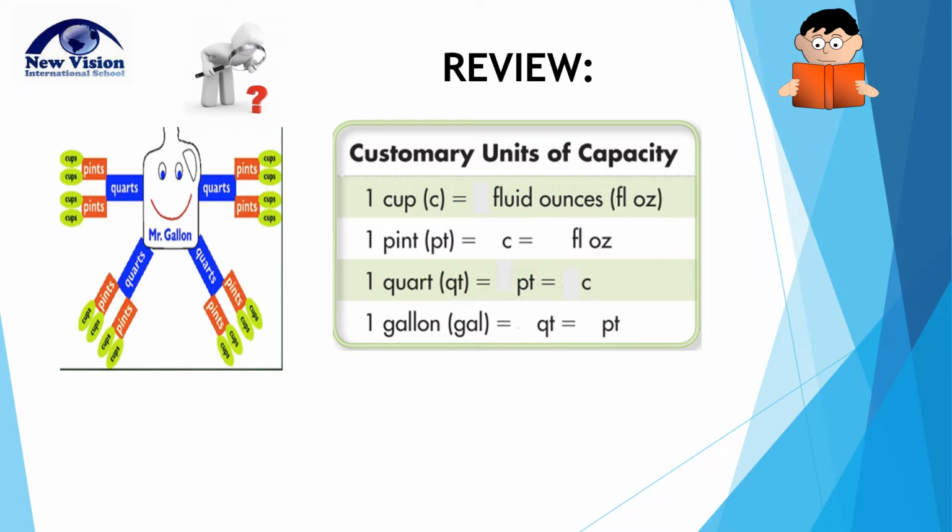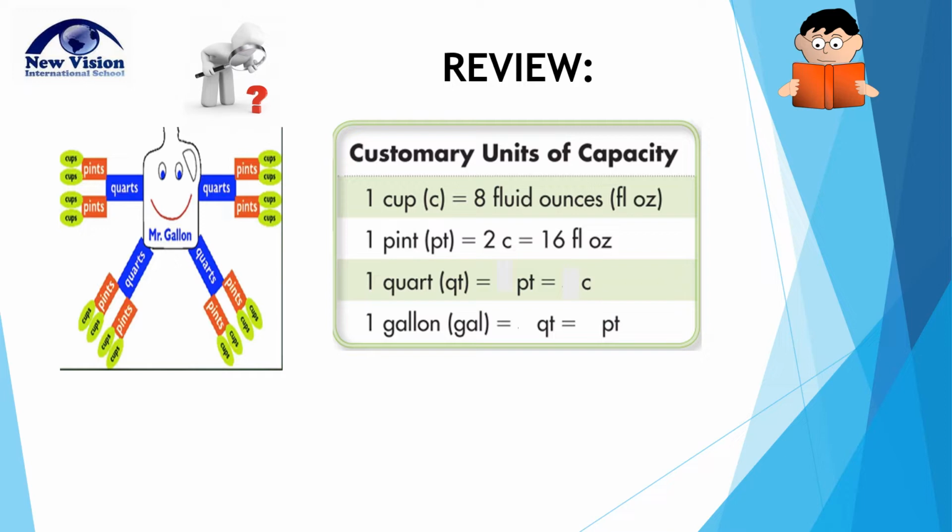When you were in grade 3, you already tackled customary units of capacity. So let's review the conversion table of customary units of capacity. In 1 cup, there are 8 fluid ounces. In 1 pint, there are 2 cups. Also in 1 pint, there are 16 fluid ounces.